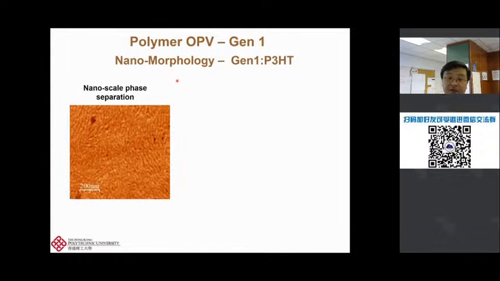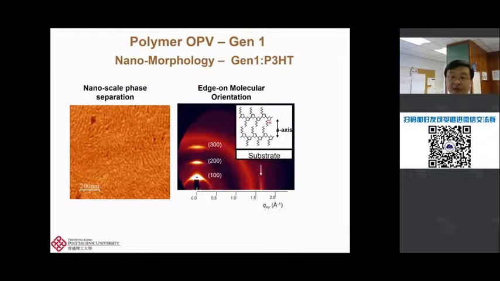For generation 1, that's P3HT:PCBM. For this type of polymers, it was around 2005 that people realized this morphology. With the polymer donor, you'll see fibril structures with a width of about 20 to 30 nanometers. That gives you a direct hint of what the morphology should look like, and this gives us the evidence of what a relatively good polymer solar cell looks like.